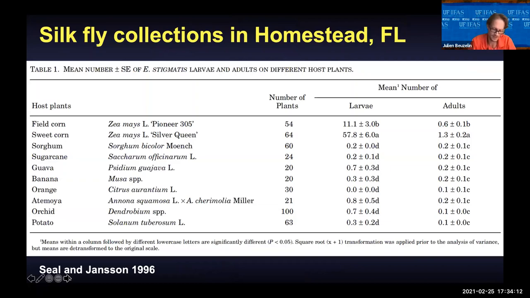It was in 1996, and they only looked at Euxesta stigmatia, which should be the predominant species in the Homestead area. And you see they looked at many different species. They dissected the plants to see if they could find larvae, and they also observed the plants in their habitats to see if they could see adults. So the bottom line here is you can find adults pretty much everywhere. They can lay eggs and have maggots also in a variety of plants, although if you look at the numbers in sweet corn, it seems that sweet corn is definitely the preferred host. So that was for Homestead.